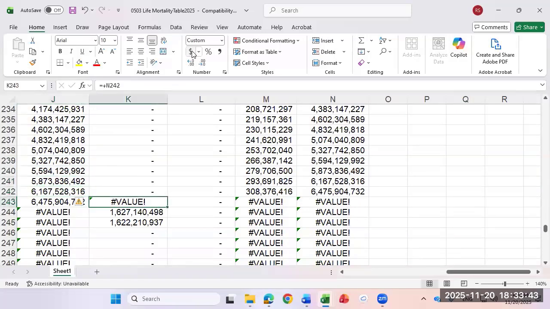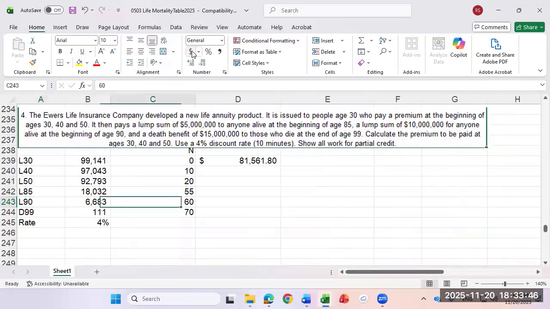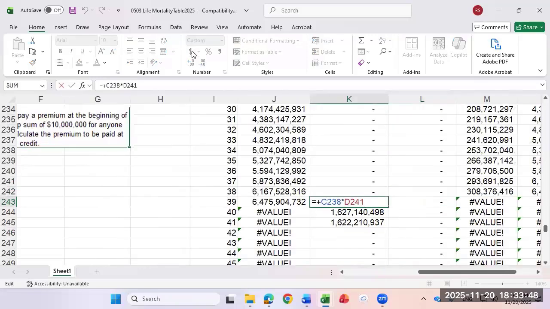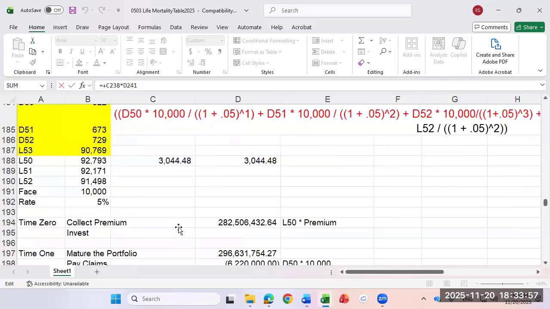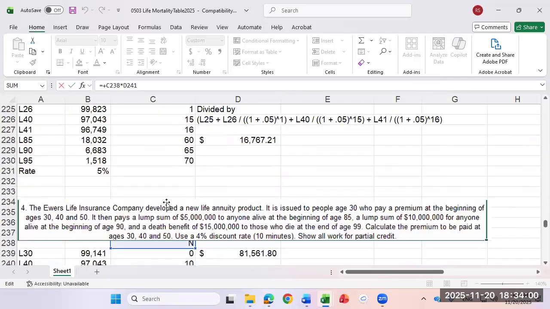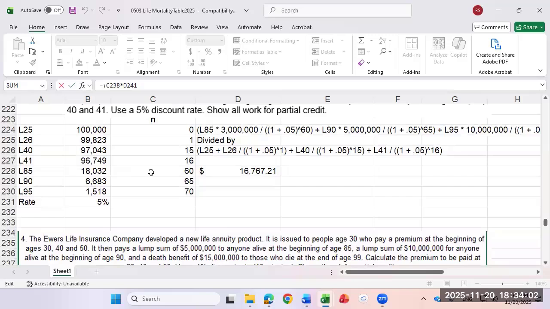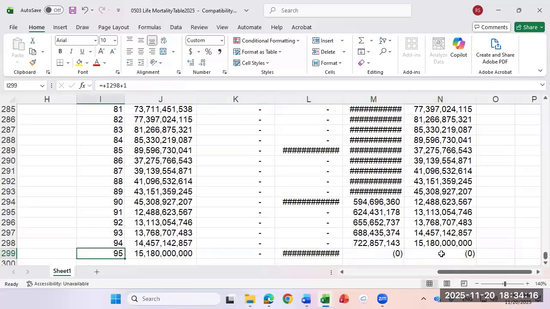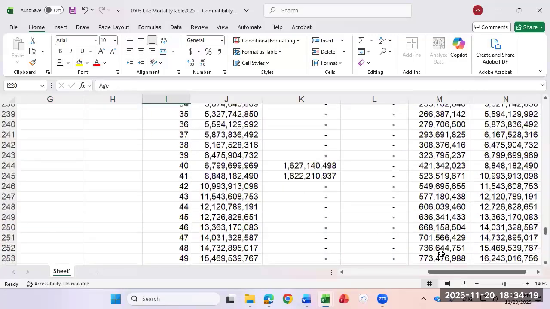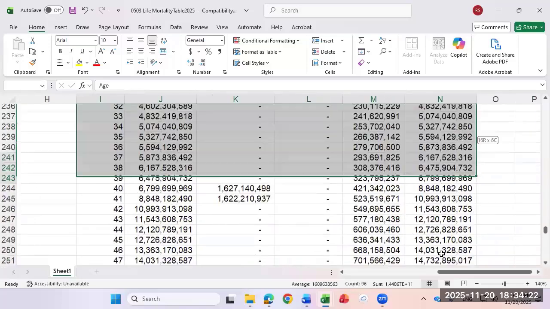I don't know why I got a value here. Something went wrong. What did we do wrong here? C238, 241. Yeah, I don't know what I did wrong there. That's strange. All right, so I messed this thing up, but that's probably 0. Yeah, it's still okay. All right. Let me move this one over.